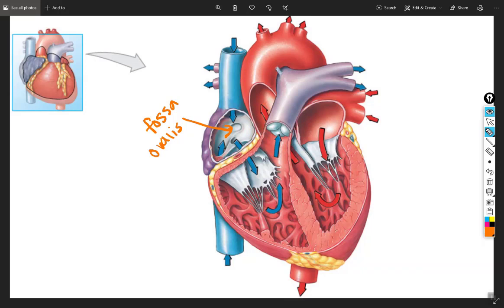This image makes it look like the interatrial septum is facing posteriorly. It's not. They kind of have smushed the heart a little bit so that you can see the fossa ovalis. So just take that with a grain of salt. The fossa ovalis is a structure that exists. It just doesn't look quite like this in real life.